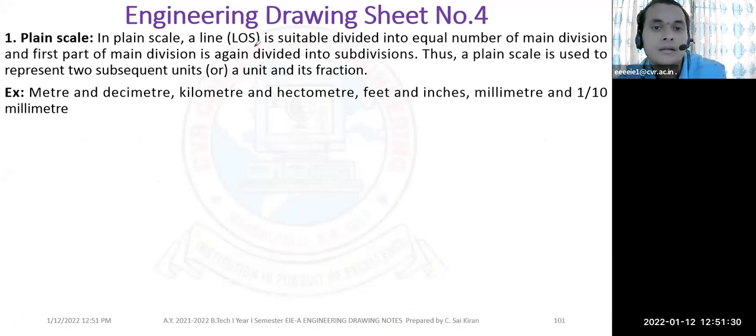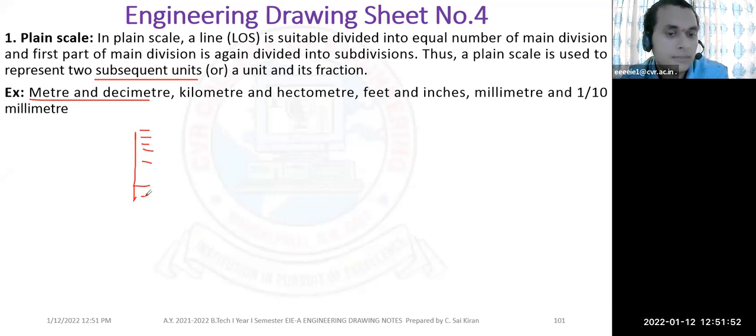Plane scale. We have to find the LOS value and we have to divide the main scale into a number of parts. I have to mention two subsequent units, suppose unit and fraction. For example, meters and decimeters are two consecutive units. Consecutive is nothing but similar units. If this is a millimeter, centimeter, then the other is meters. If you see the meter and decimeter, both are at the same level.